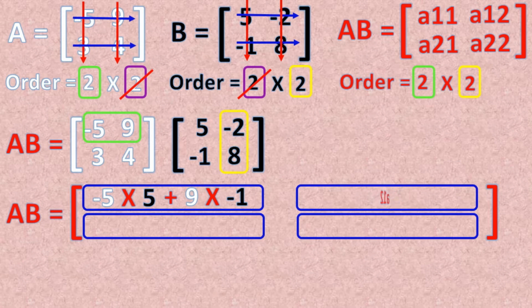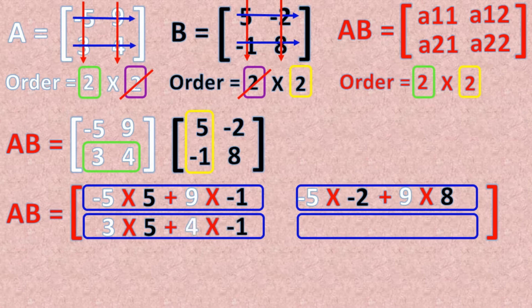Now the second element place will be A12, first row, second column. Let's multiply first number by first number, -5 multiplied by -2, and second number by second number, 9 multiplied by 8. Similarly, the third element will be A21, second row and first column. Let's multiply them in order: first by first, 3 multiplied by 5, and second by second, 4 multiplied by -1. The middle sign will always be plus.